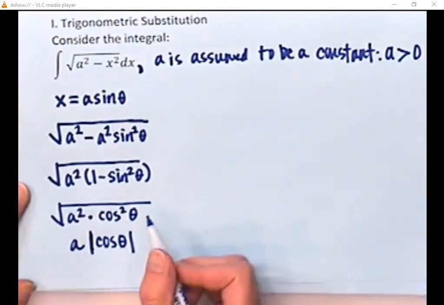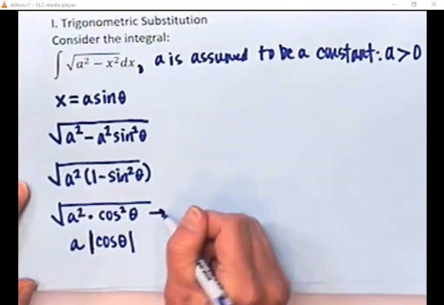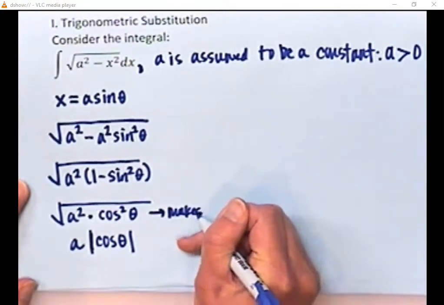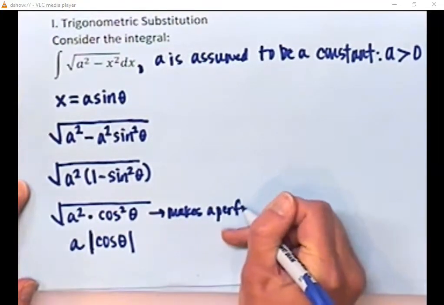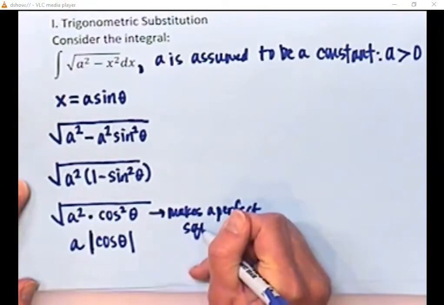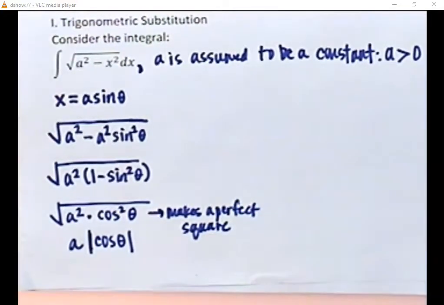So our goal here is to make what we call a perfect square. This trig substitution makes a perfect square. They're both something squared, so that we can take their square root. That's the goal in trig substitution. We substitute in, we get these perfect squares, we can take them out, and then they're easier to integrate.